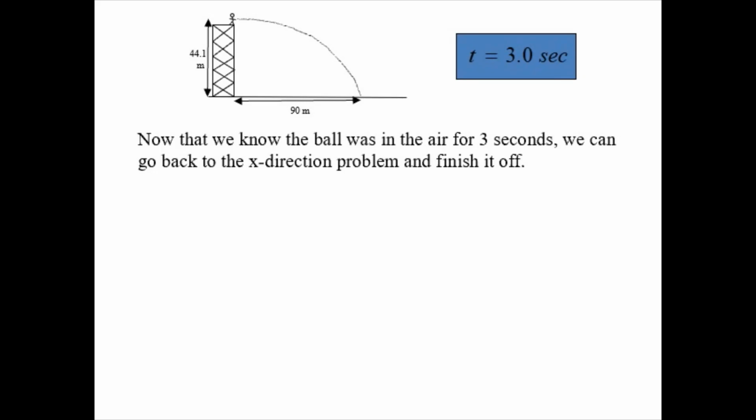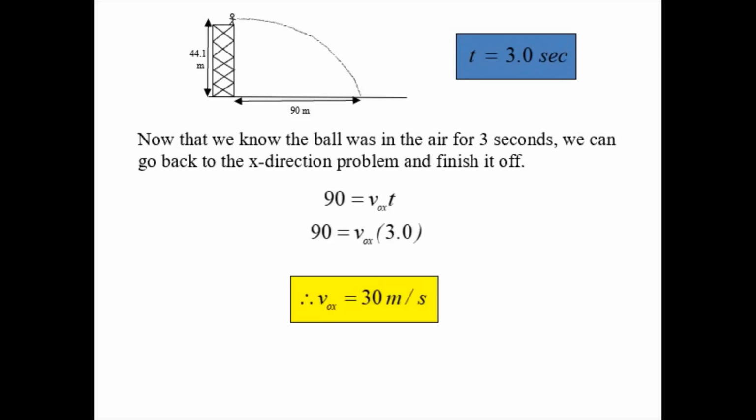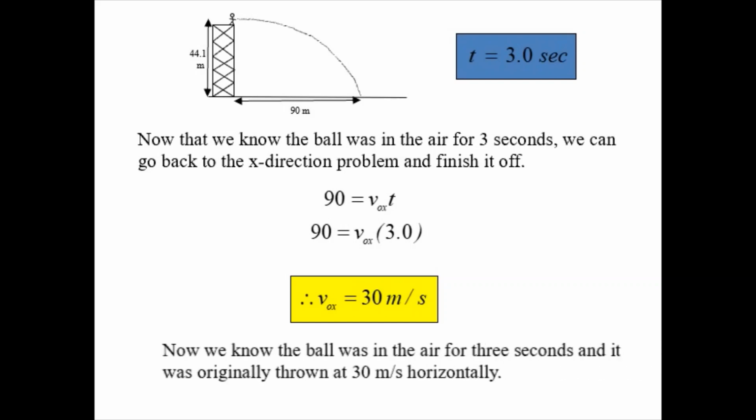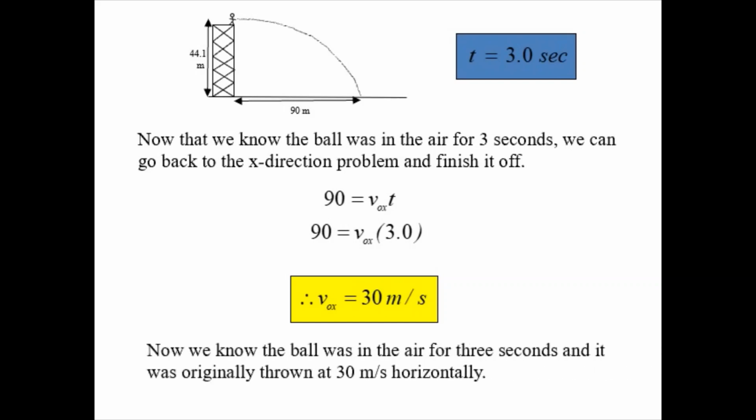And now, of course, since we know the ball was in the air for 3 seconds, we can go back to the x direction problem and really easily finish this off. If 90 is equal to v0x times the time, then we plug in for t 3 seconds, right? Because that t in the x direction equations is the same as the t in the y direction equations. And now we solve it out and we get v0x, the original x velocity, was 30 meters per second. Okay, 30 meters per second.